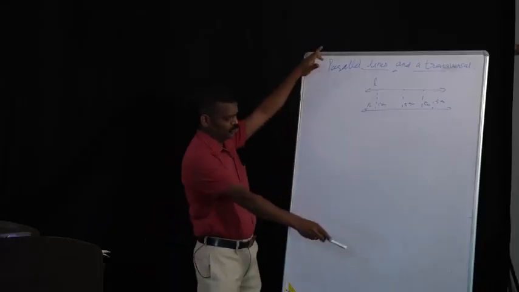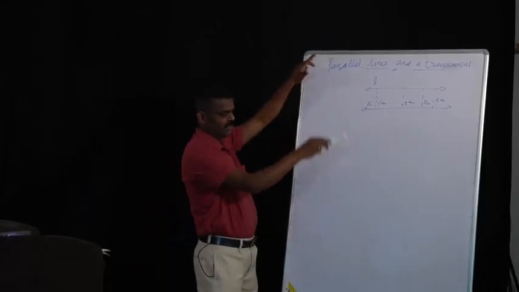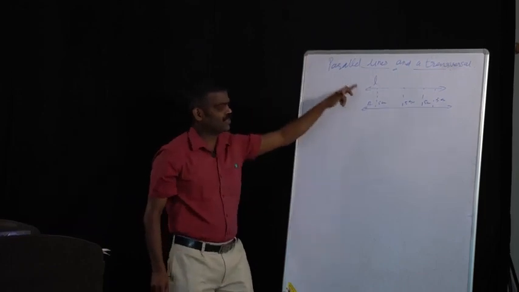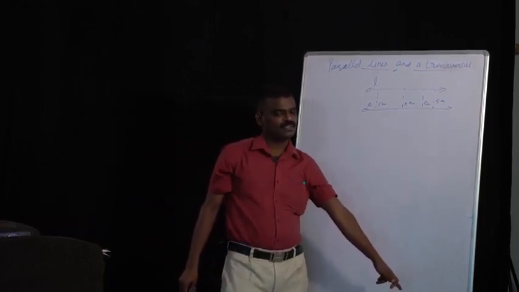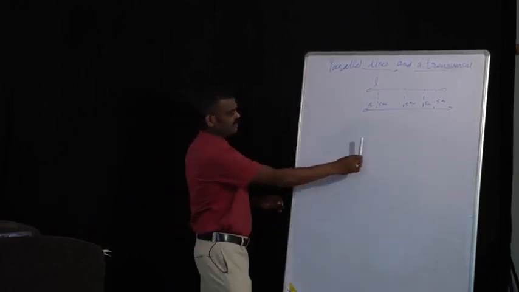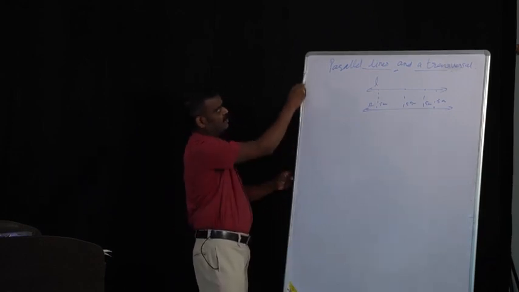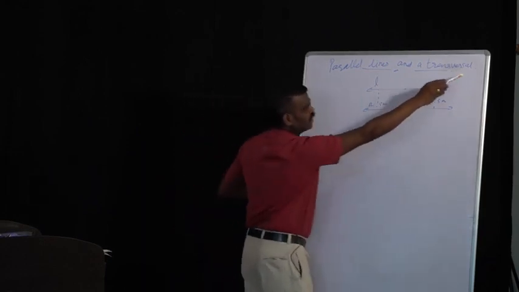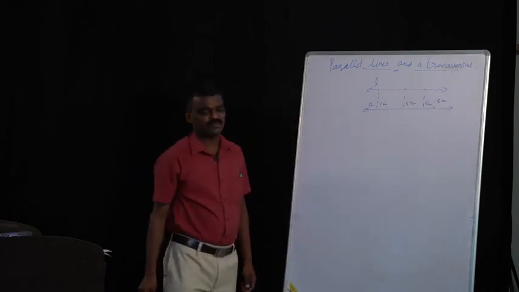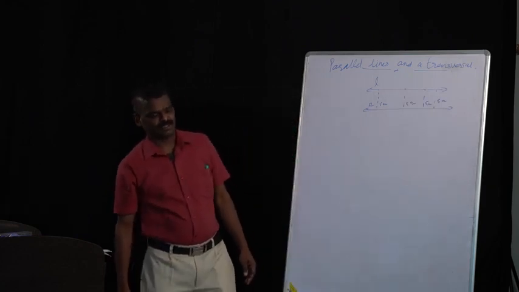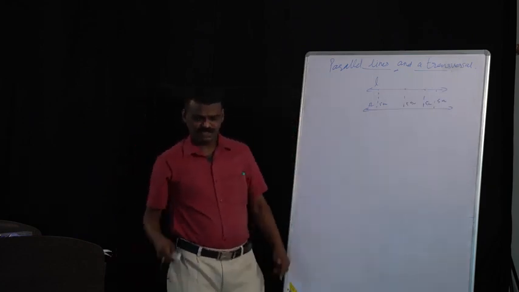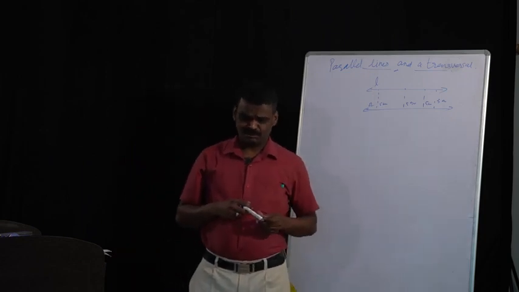So these two lines, do they look parallel? Is the distance everywhere equal or not? Yes. What about here, another straight line, and here also another straight line? Are they equal? Yes or no? Yes. Okay.